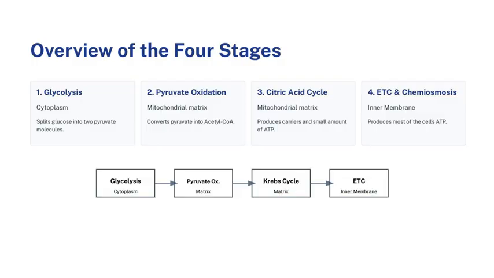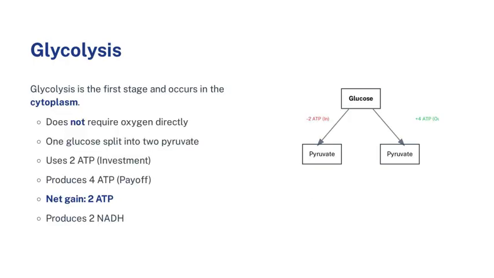Okay, let's go to the first one, glycolysis. Like I said, it's the first stage, and it occurs in the cytoplasm, and it does not require oxygen directly, as this is aerobic and anaerobic. In this process, we split one glucose into 2 pyruvic acid, as you can see, and everything costs energy, so it takes in 2 ATP to break those down. But it also gives us 4 ATP, so we net 2 ATP, and it also produces 2 NADH.